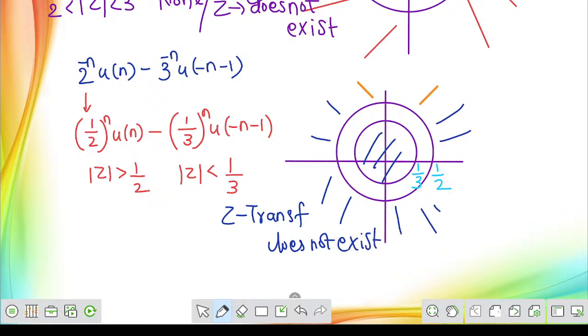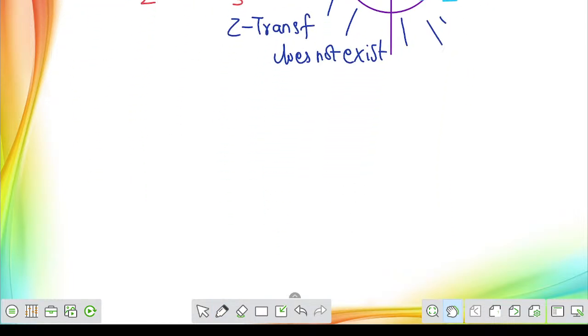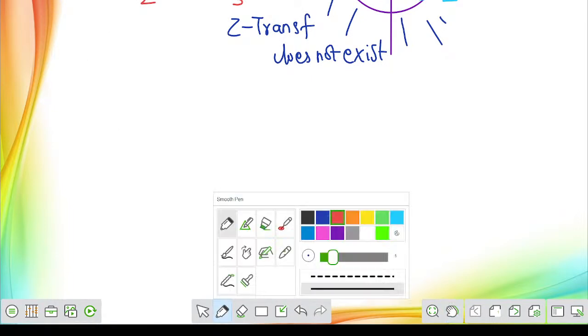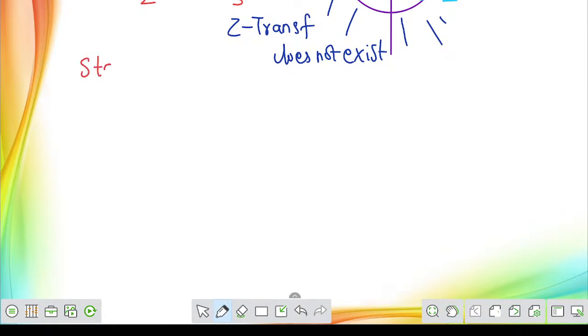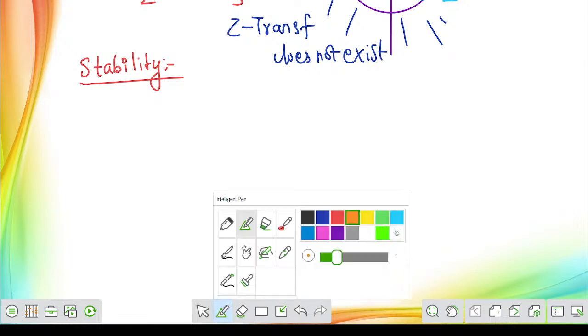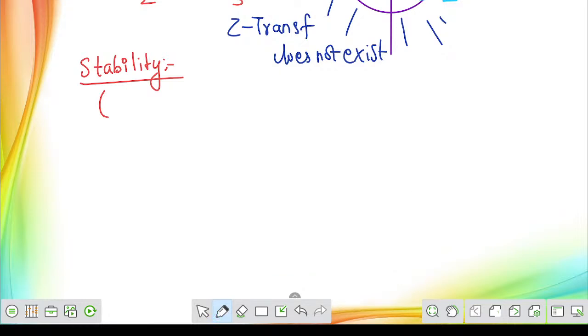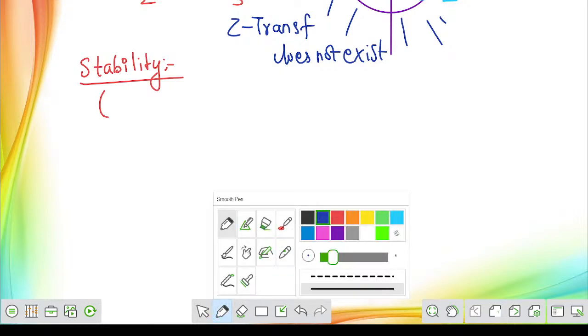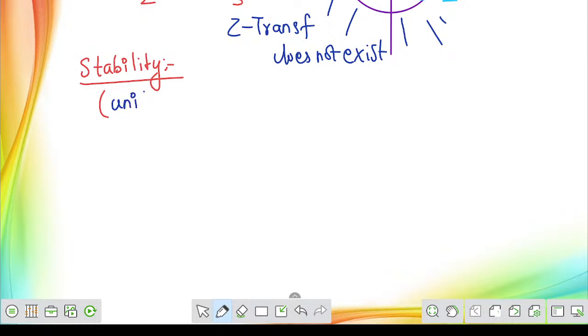So that is how to define the ROC, region of convergence, of a Z transform. Next, let us come to the stability point. Another most important point from ROC is how to define the stability. These are all basic informations. Stability means, always remember, whenever we are discussing Z transform, your mind should focus on the unit circle. Only one thing should be in your mind: the unit circle. What is the meaning of unit circle, sir?